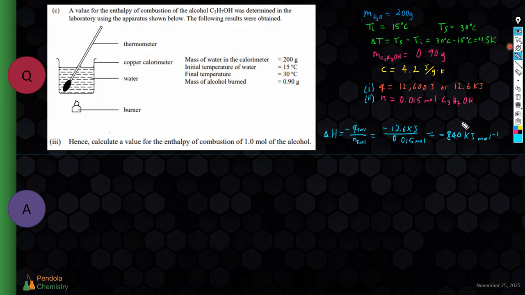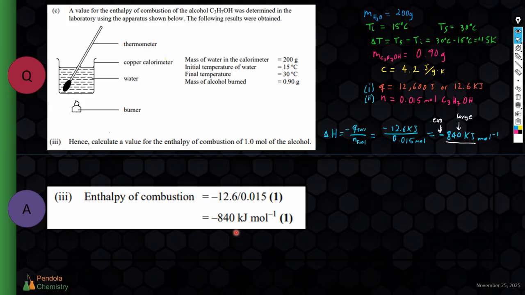And think about it. Does this make sense? Logically, theoretically, does it make sense? Well, it's a combustion reaction, so our negative number definitely makes sense, because that tells us it's exothermic, which all combustion reactions are. The number is really large, 840 kilojoules. Does that make sense? Well, yeah, it's a combustion reaction. Combustion reactions give off a lot of heat. So this number makes sense logically for our answer. Calculate the value of enthalpy change of combustion of 1 mole of alcohol. Then the answer is going to be simply just negative 840.